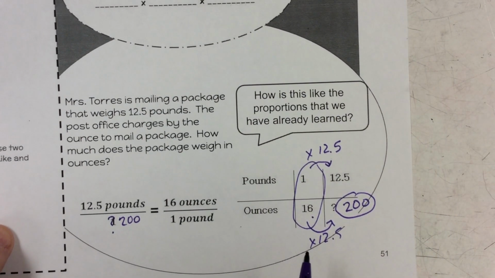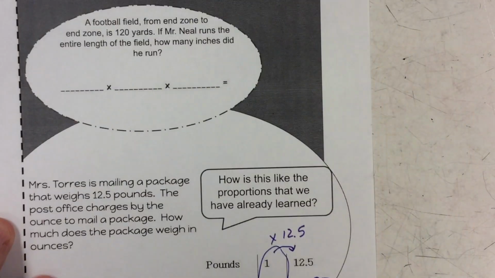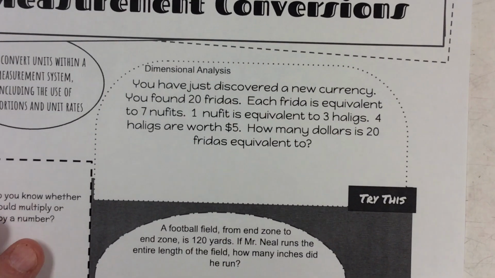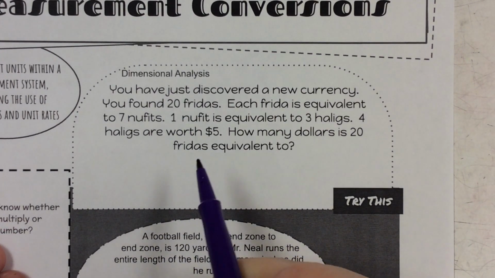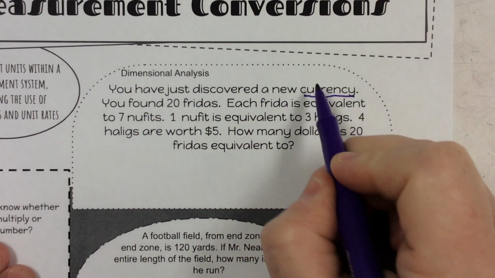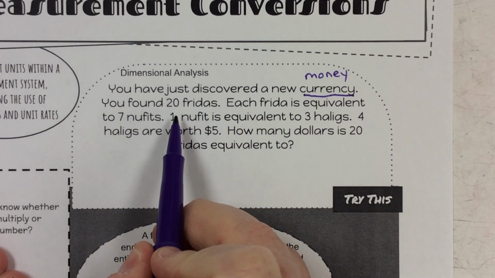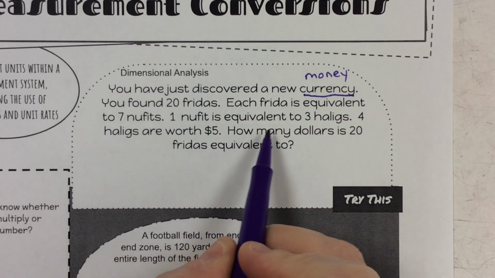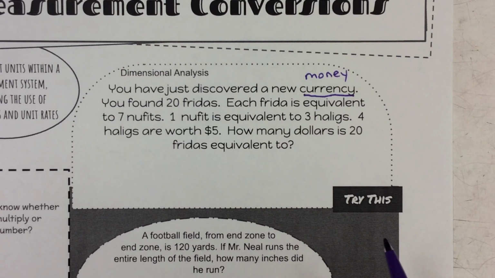But what happens when you are trying to go from one unit to another, and it's not something that has one simple step from your ratio table or from your measurement chart, okay? So we have a little silly made-up word here for you, okay? You have just discovered a new currency. Currency means money, okay? It's a form of money. You found 20 Fritas. Each Frita is equivalent to 7 Newfits. 1 Newfit is equivalent to 3 Halligs, and 4 Halligs are worth $5. How many dollars is 20 Fritas equivalent to?